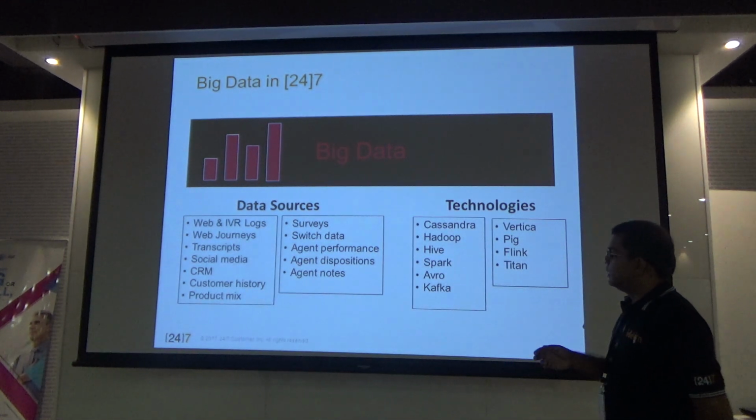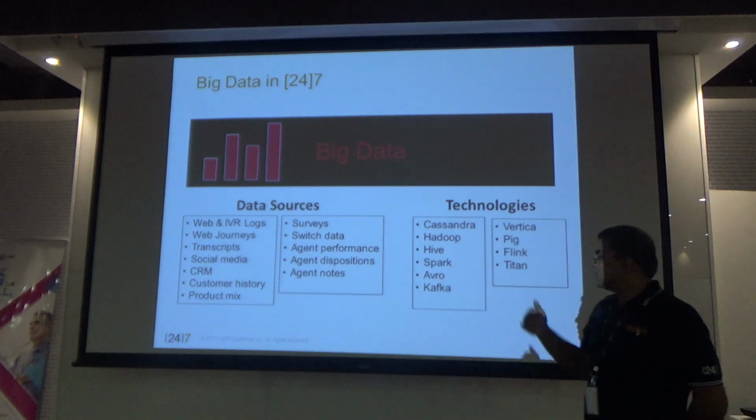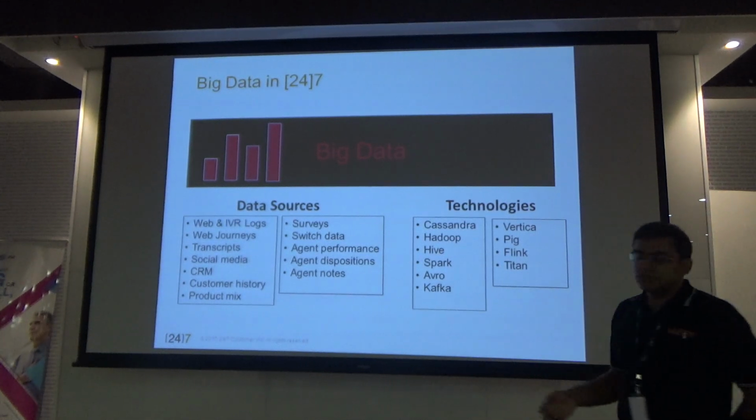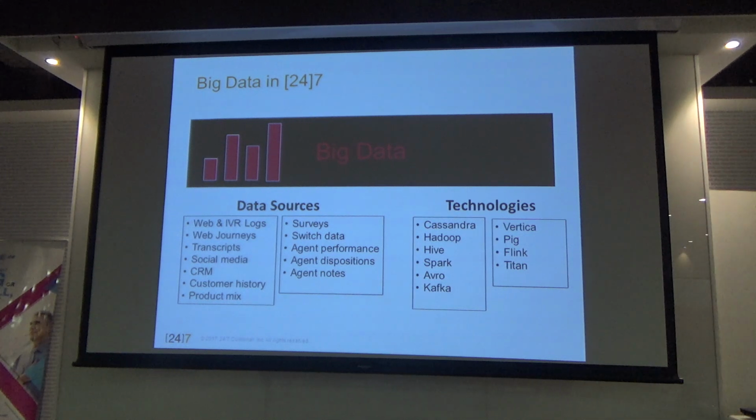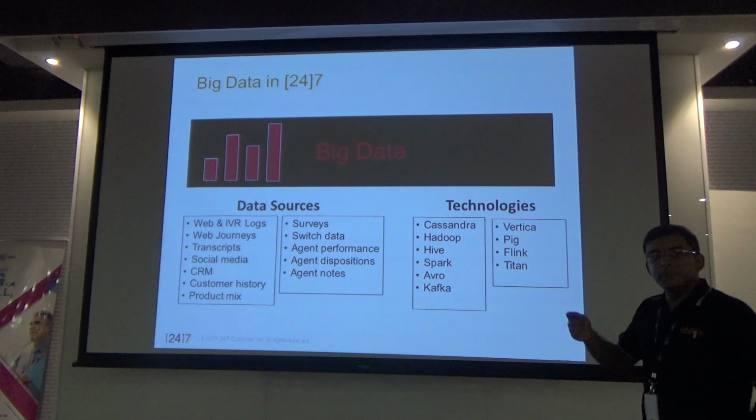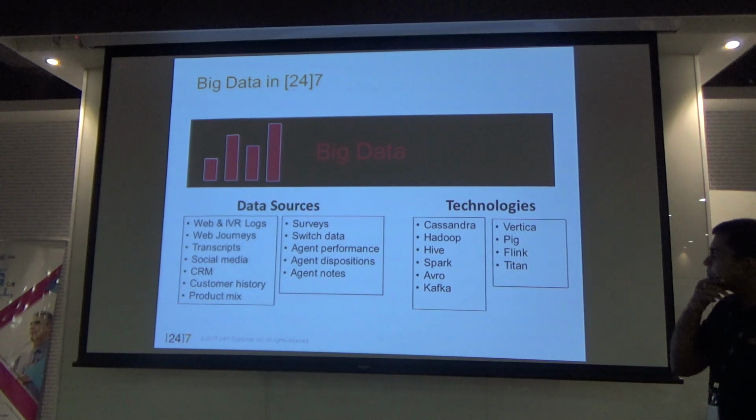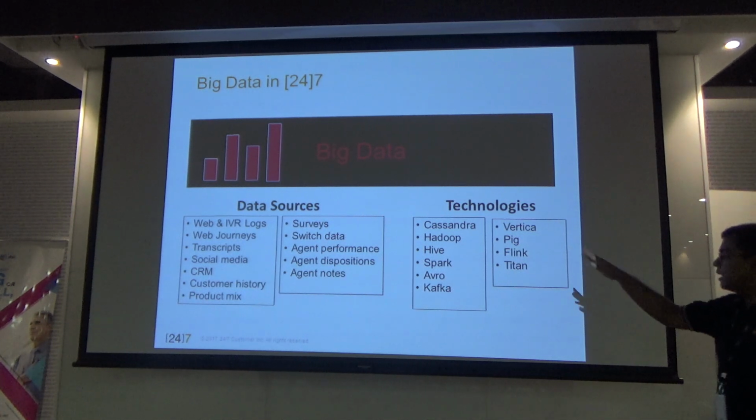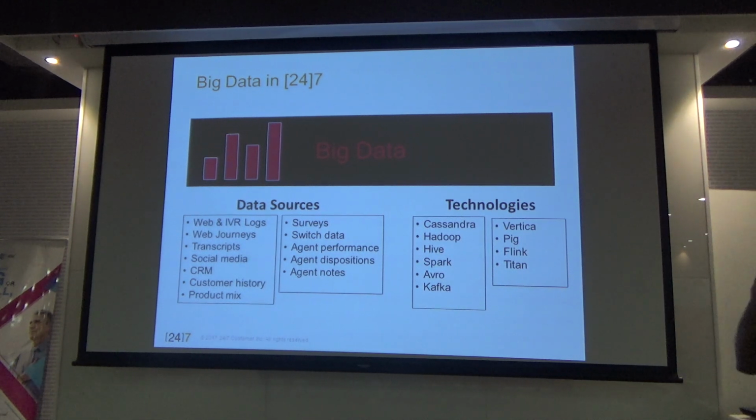We also have presence in embedding in social media for the brands that we serve. So the social media data, customer history, product mix. In some cases we get access to some of the CRM data that is there with the customers, and that can be used in certain cases in the machine learning models. There is other data that we get from the agent side, the customer support side of the business, for example, agent performance, dispositions and things like that. I have a separate slide on the technology.